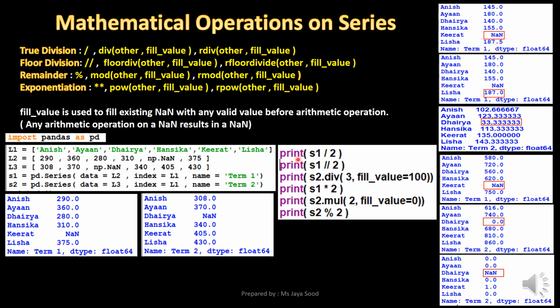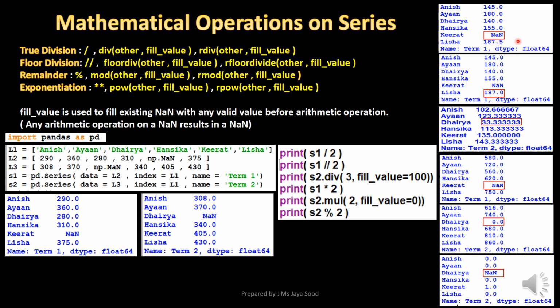The statement print S1 slash 2 will divide each element of the series S1 by 2 and will give the results in decimals, as shown here in the output. The value for Kirat, which is a NaN, when divided by 2 will result in a NaN. The next statement, print S1 integer division 2, will divide each element of the series S1 by 2 and will give the result which is rounded off to the integer or the floor value.